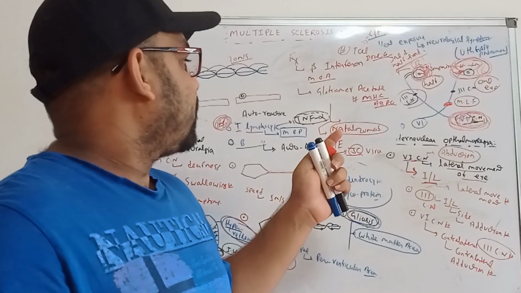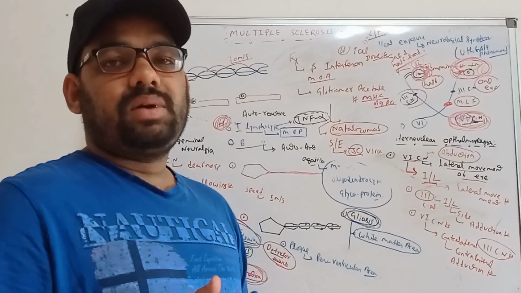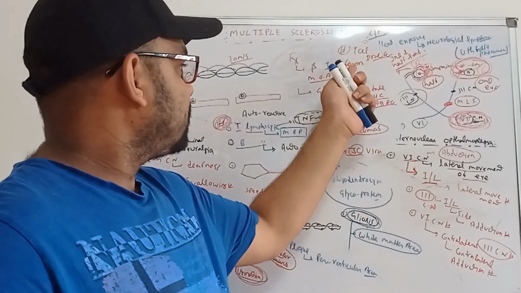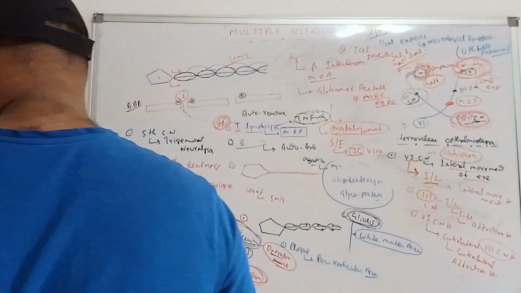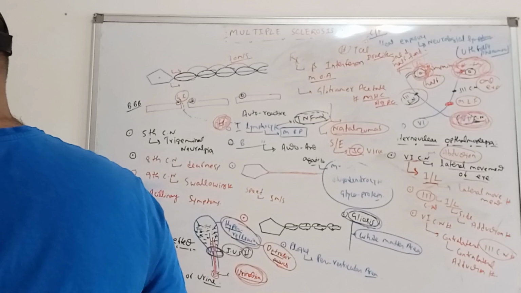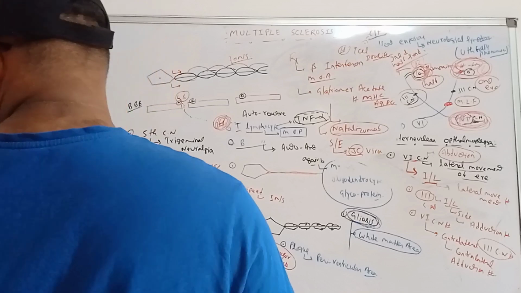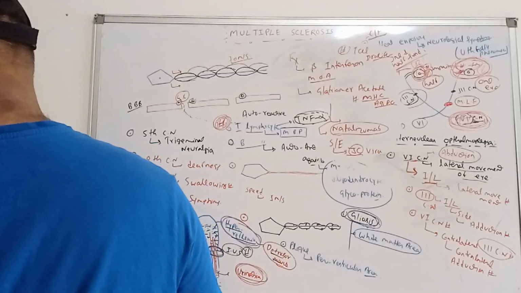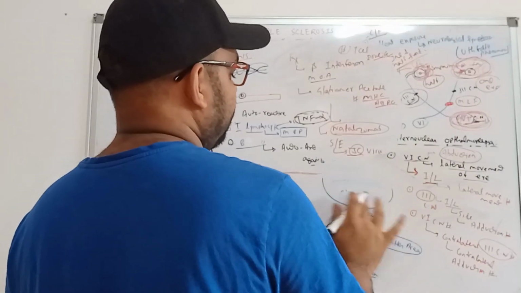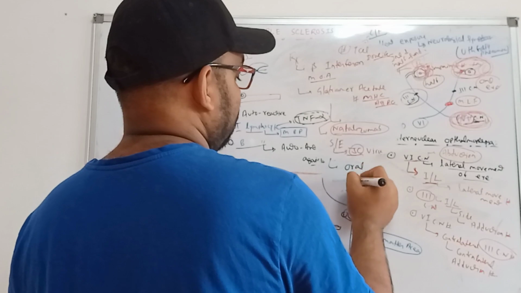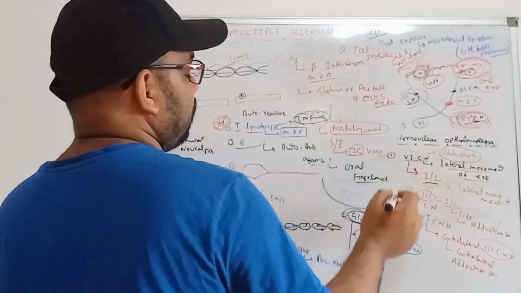The second line drug is glatiramer acetate. The third line we can use natalizumab. There are also many more drugs, but I'm not going into details. The most important ones are beta interferon, glatiramer acetate, and natalizumab. Another you can use is oral fingolimod.